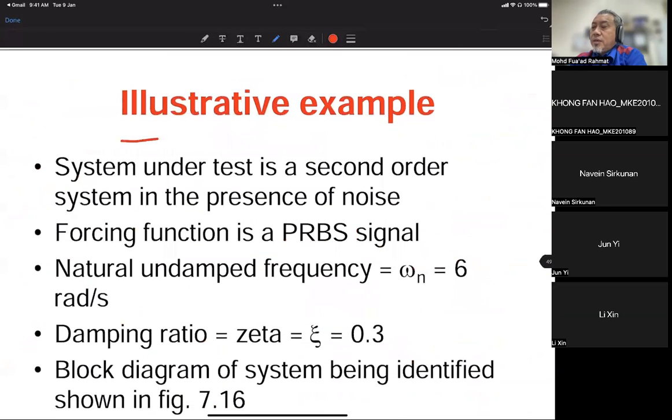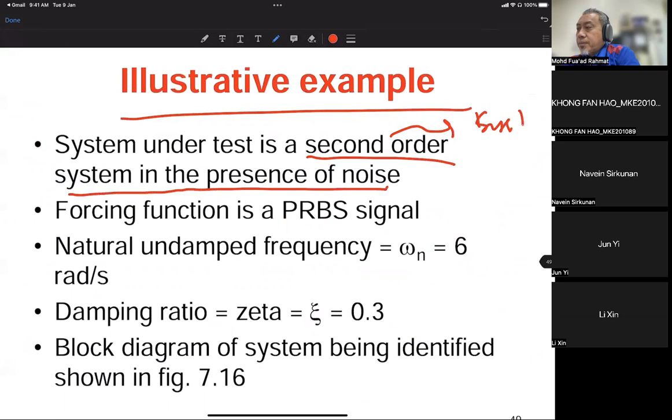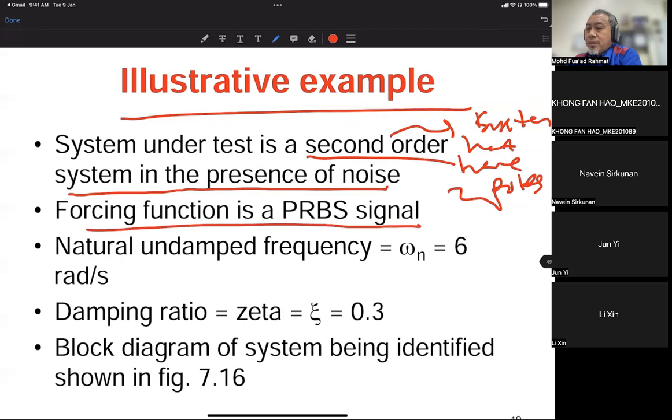So we look at an example here. The system under test is a second order system in the presence of noise. So what is a second order system? The definition is a system that has two poles. The input function or forcing function is PRBS signals. The undamped natural frequency omega n is equal to 6 radian per second, and the damping ratio zeta is equal to 0.3.